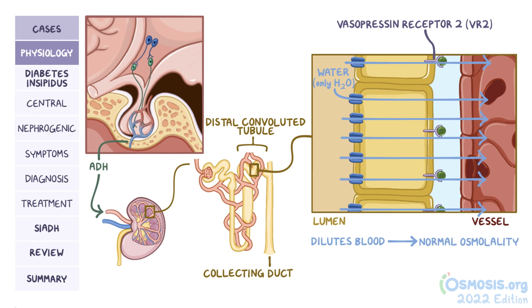However, this reabsorption process also decides how much water leaves the body as urine and how concentrated the urine is, which is one of the things that keeps a normal urine osmolality between 300 and 900 milliosmoles per kilogram.